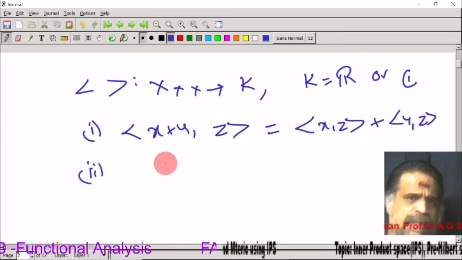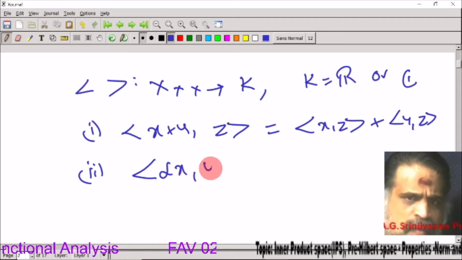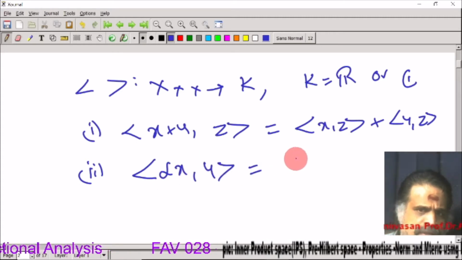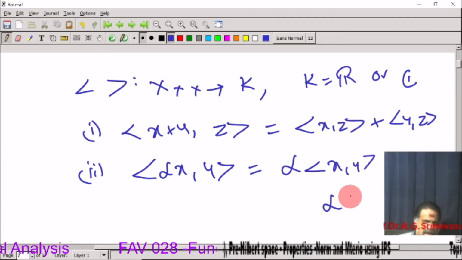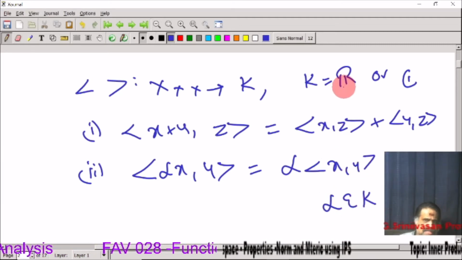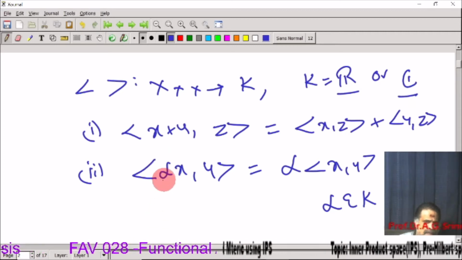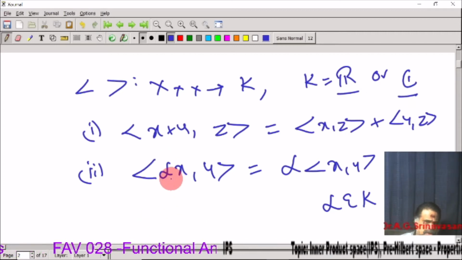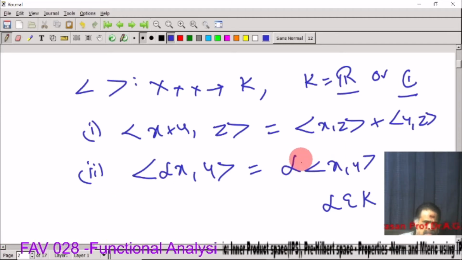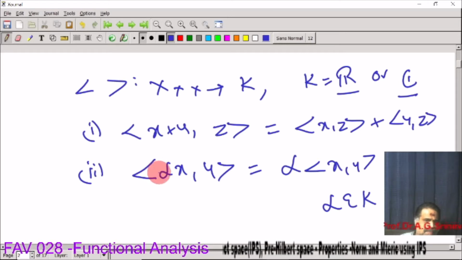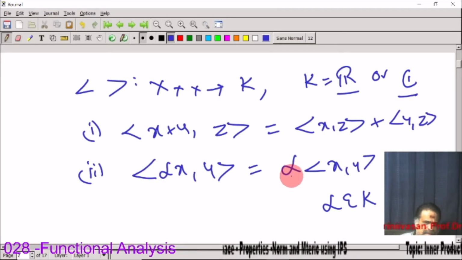The second property is that inner product alpha x comma y is equal to alpha times inner product xy, where alpha belongs to K, which is either R or C. Now remember, alpha is in the first component. When alpha is removed from the first component, it becomes only alpha. But if alpha is in the second component, it is not going to be alpha, as we will see a little later how it changes.